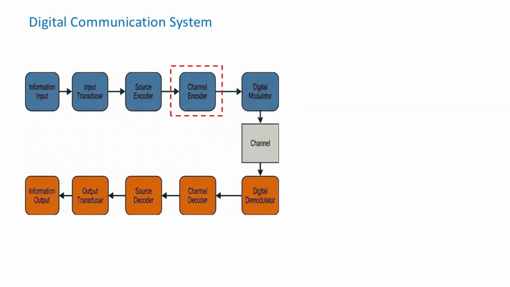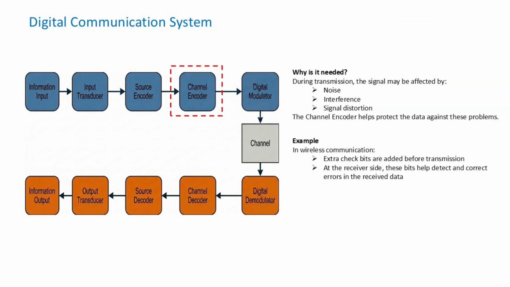Next is the channel encoder. The channel encoder is needed because, during transmission, the signal can be affected by noise, interference, and distortion. These effects can cause errors in the received data. To overcome this, the channel encoder adds extra check bits, redundancy, to the original data. These additional bits do not carry new information, but they help protect the message during transmission.